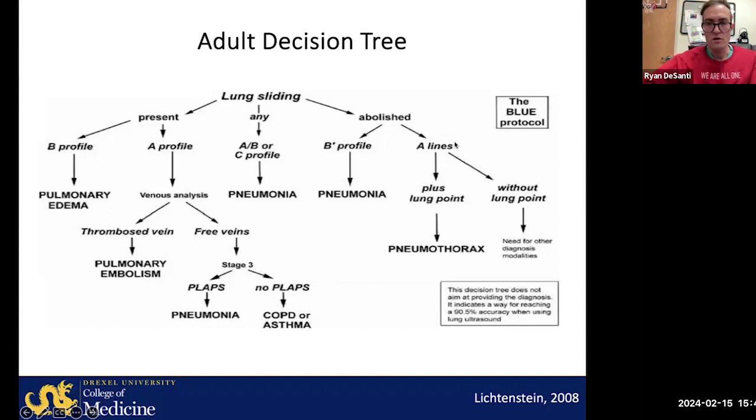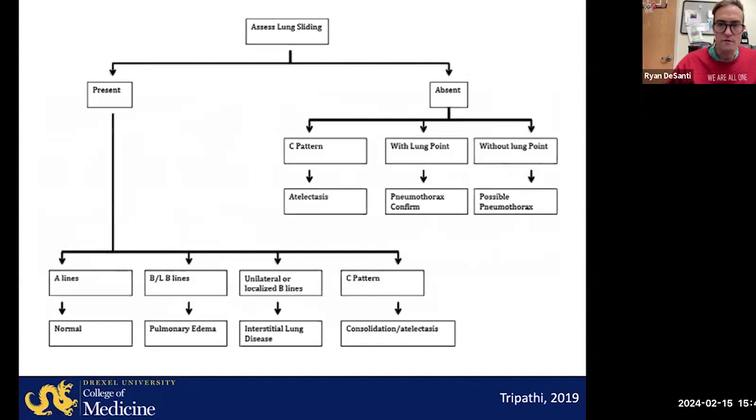If there's no lung sliding and there are B lines, this is suggestive of pneumonia. If there is no lung sliding but A lines, most likely pneumothorax. And this type of decision tree has also been adapted for pediatric patients, as in this example from 2019, Dr. Tripathi.